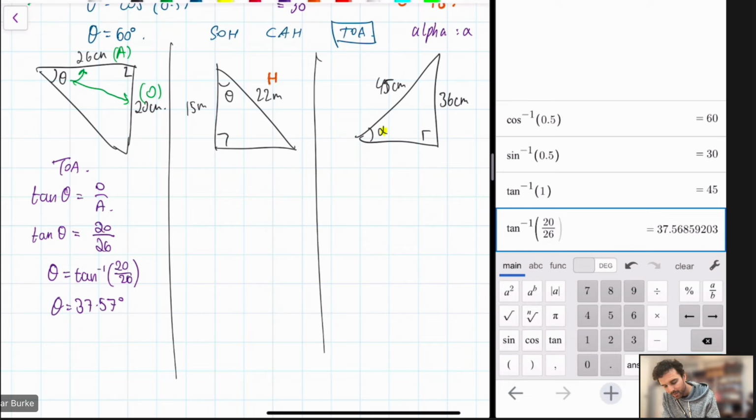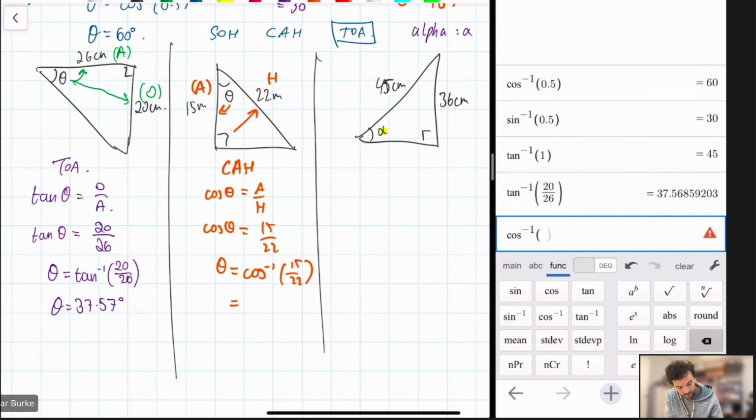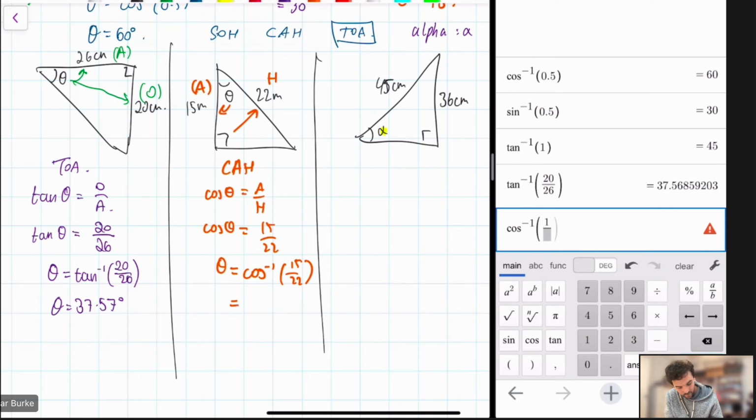So this one here was our hypotenuse, this is opposite, and we've got this as our adjacent because it's next to the angle. Next step is we have to choose our function, so CAH, write out our equation, sub in, rearrange by taking inverse cosine, and then solve. Now I've got the answer here as being function cosine, 47.01 degrees.